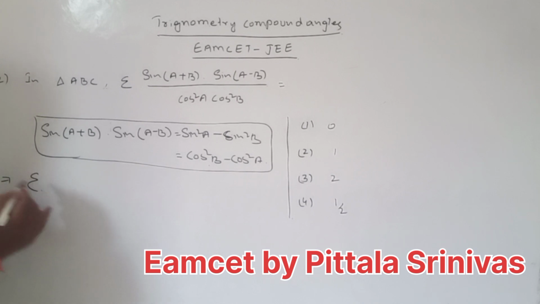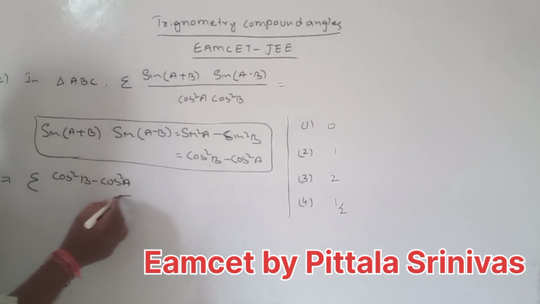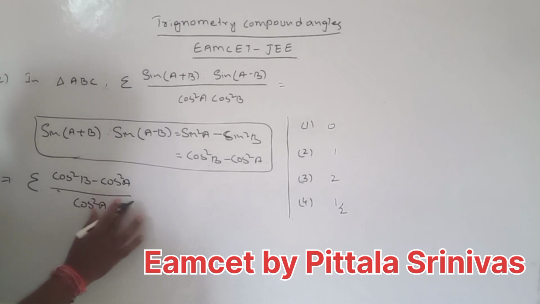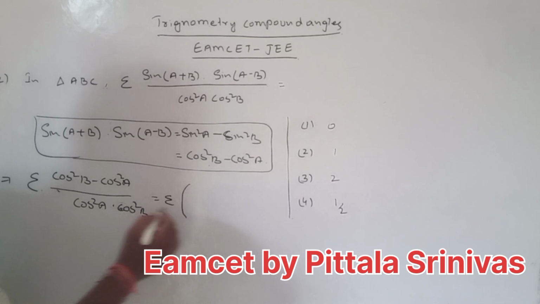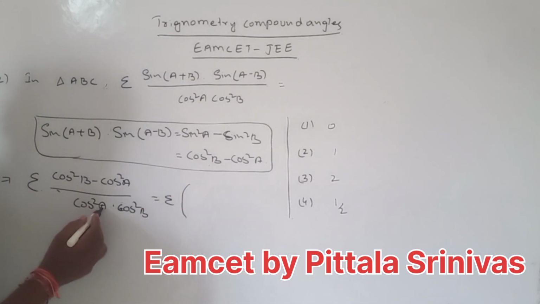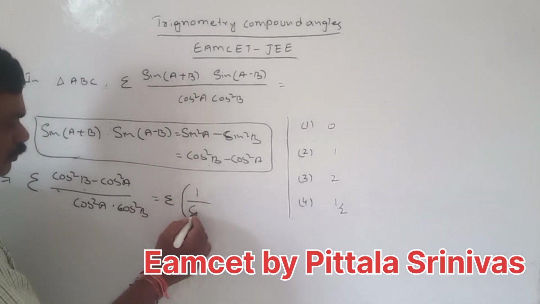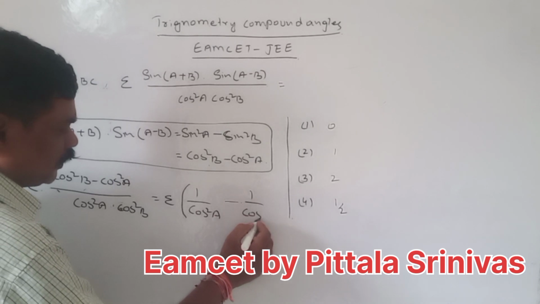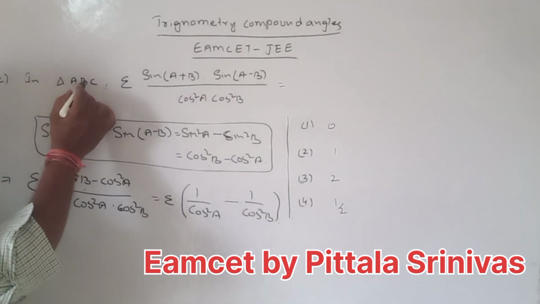So sigma, this is cos²B − cos²A by cos²A into cos²B. Sigma of cos²B by cos²A cos²B, cos²B cancels. 1 by cos²A minus 1 by cos²B. Okay, all of you. So sigma here A, B, C is there.